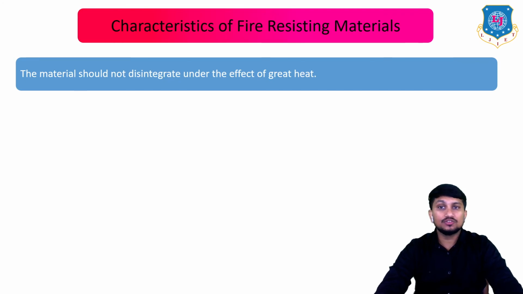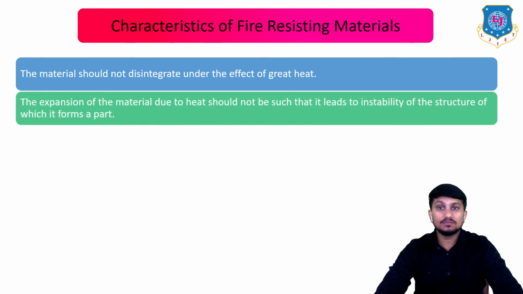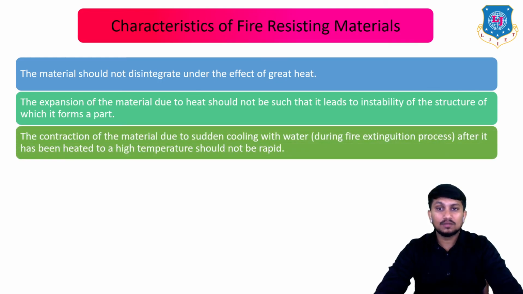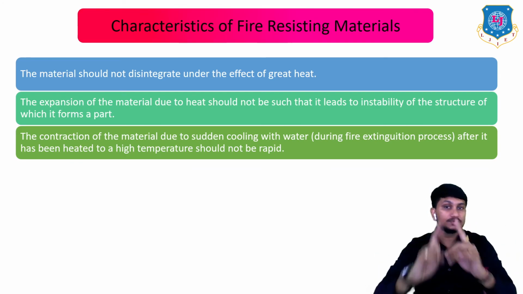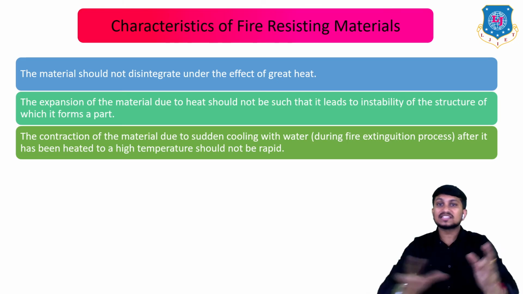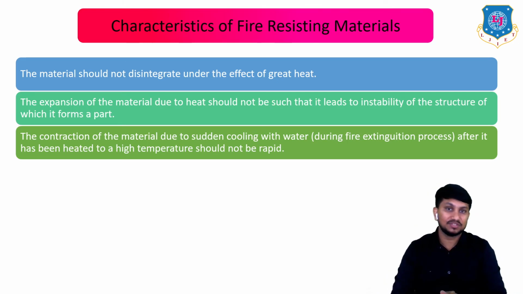The material should not disintegrate under the effect of great heat. The expansion of material due to heat should not be such that it leads to instability of structure of which it forms a part. The contraction of material due to sudden cooling with water during fire extinguishing process after it has been heated to a high temperature should not be rapid. Okay, so the contraction of material should not be rapid. So these are the various characteristics of fire resisting materials.